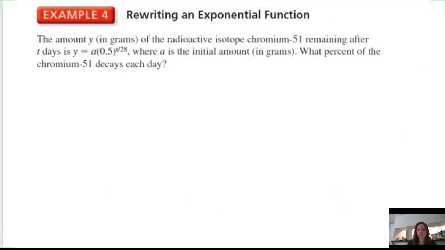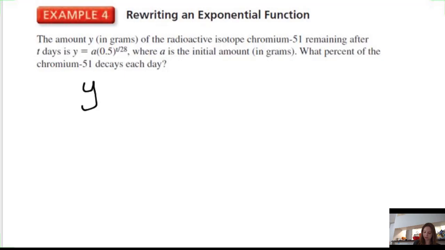Example 4, rewriting an exponential function. The amount y in grams of the radioactive isotope chromium-51 remaining after t days is y equals a times 0.5 to the t over 28th power, where a is the initial amount in grams. What percent of the chromium-51 decays each day?